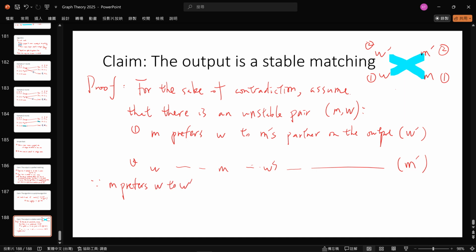So because M prefers W to W prime, M will first propose to W. But because in the final output, M is not matched to W, we know that W at some moment rejects M. And when W rejects M, it can only be the case that W is matched to a better man.